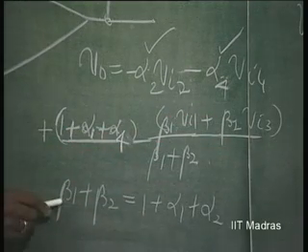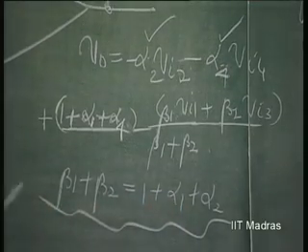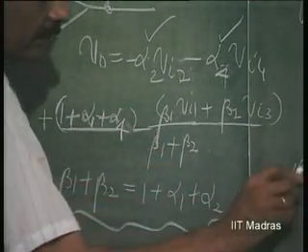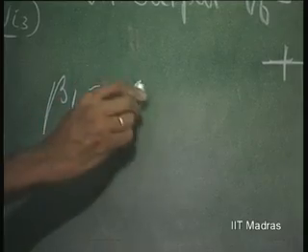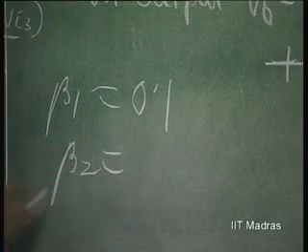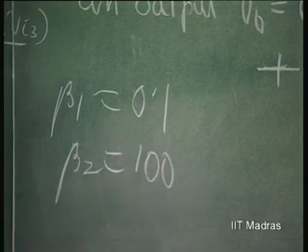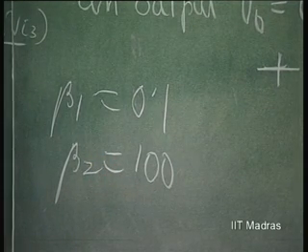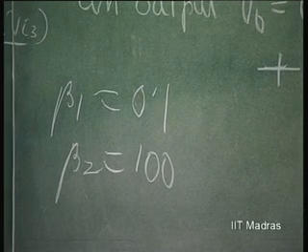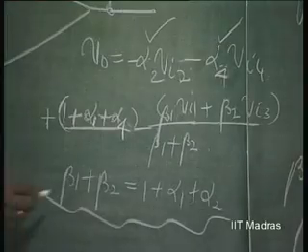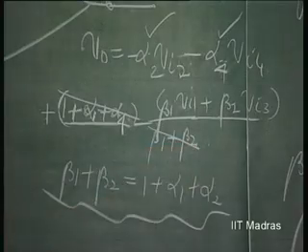And if I make beta 1 plus beta 2 equal to 1 plus alpha 1 plus alpha 2, this I have to see. Then I can conveniently select beta 1 as the Vi1 coefficient, which is 0.1, and beta 2 as the Vi3 coefficient, which is 100. Right. So, can I do this kind of design? I have to have beta 1 plus beta 2 equal to 1 plus alpha 1 plus alpha 2. Therefore, I can cancel this. How do I do this?